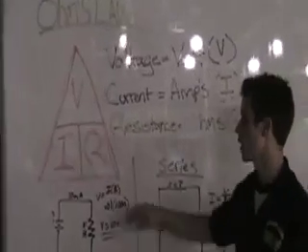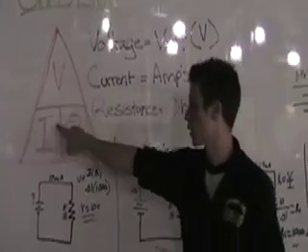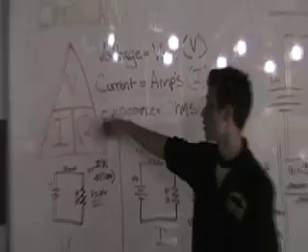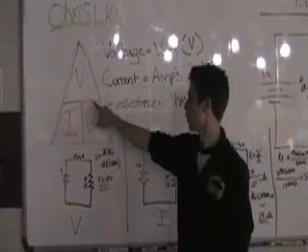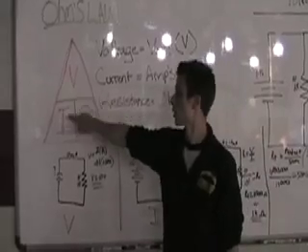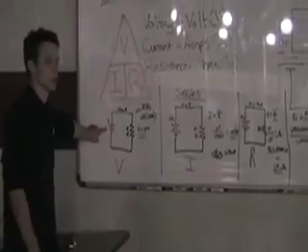If you're in a circuit and you need to find voltage, you take the current times the resistance. To find the current, you take the voltage over the resistance. And to find resistance, you take voltage over current. This is a circuit without the voltage.